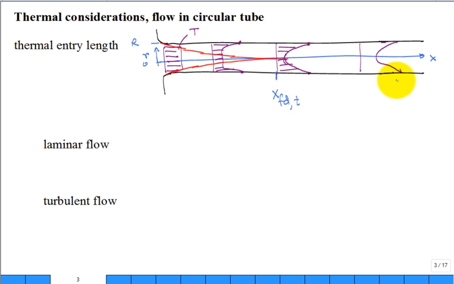All right. Well, what is the distance to become fully developed thermally? Well, it depends on if the flow is going to be laminar flow or turbulent flow. If it's laminar flow, it's the distance to be fully developed hydrodynamically, and we just multiply by the Prandtl number. What was that distance to be fully developed hydrodynamically? That was equal to 1/20th the diameter times the Reynolds number.